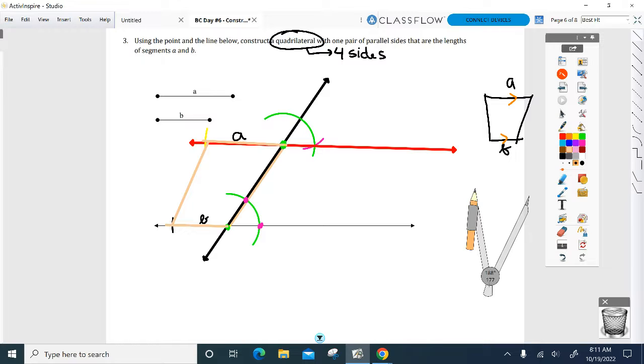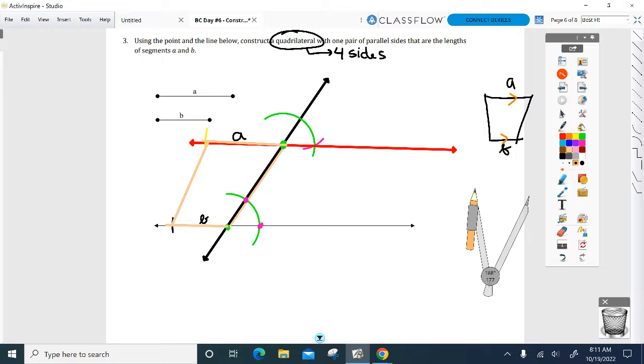One last time, I could have made this on the other side of the transversal. A and B could have flipped. Four different versions of this. Questions from you guys? So I think parallel lines were good. We've done this 3 times now.